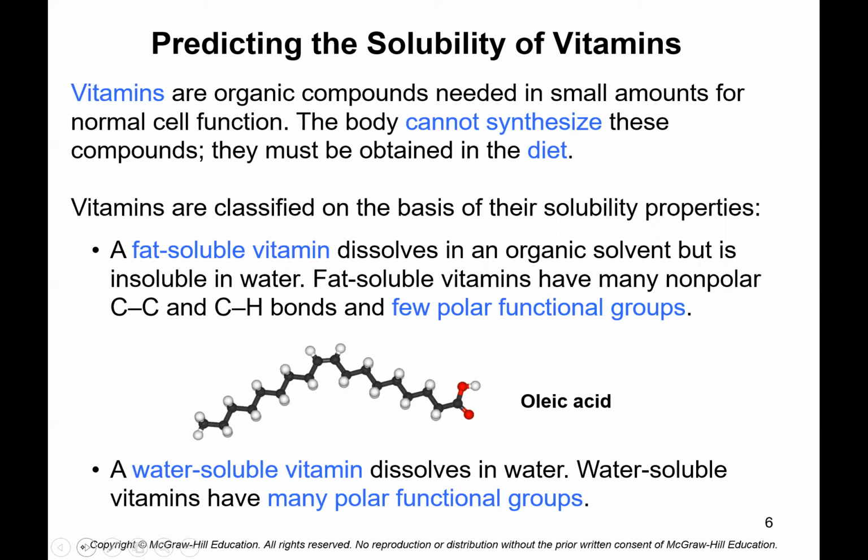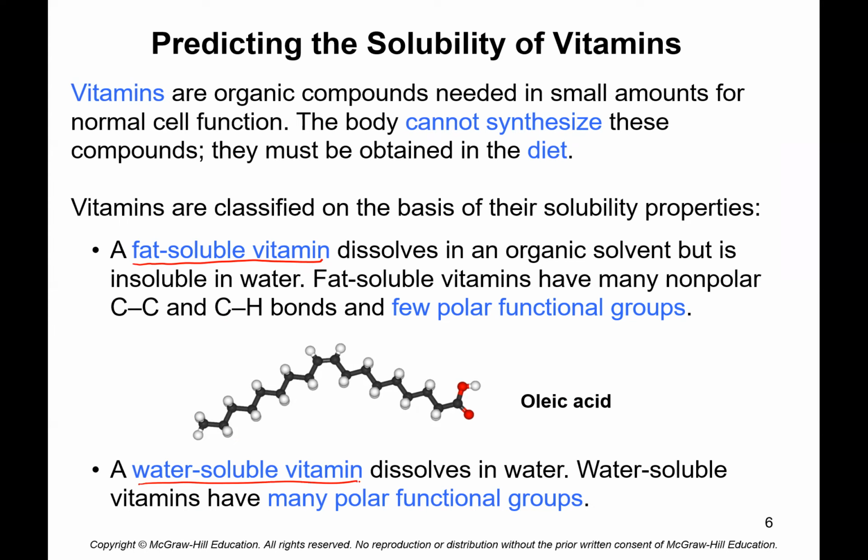So vitamins are going to be organic compounds, and we need them in very small amounts for normal cell function. The interesting thing about vitamins is that we cannot synthesize them. That means that we have to obtain them in the diet. So with vitamins, we classify them based on their solubility. So there are two classifications. There's the fat-soluble, and there's the water-soluble.